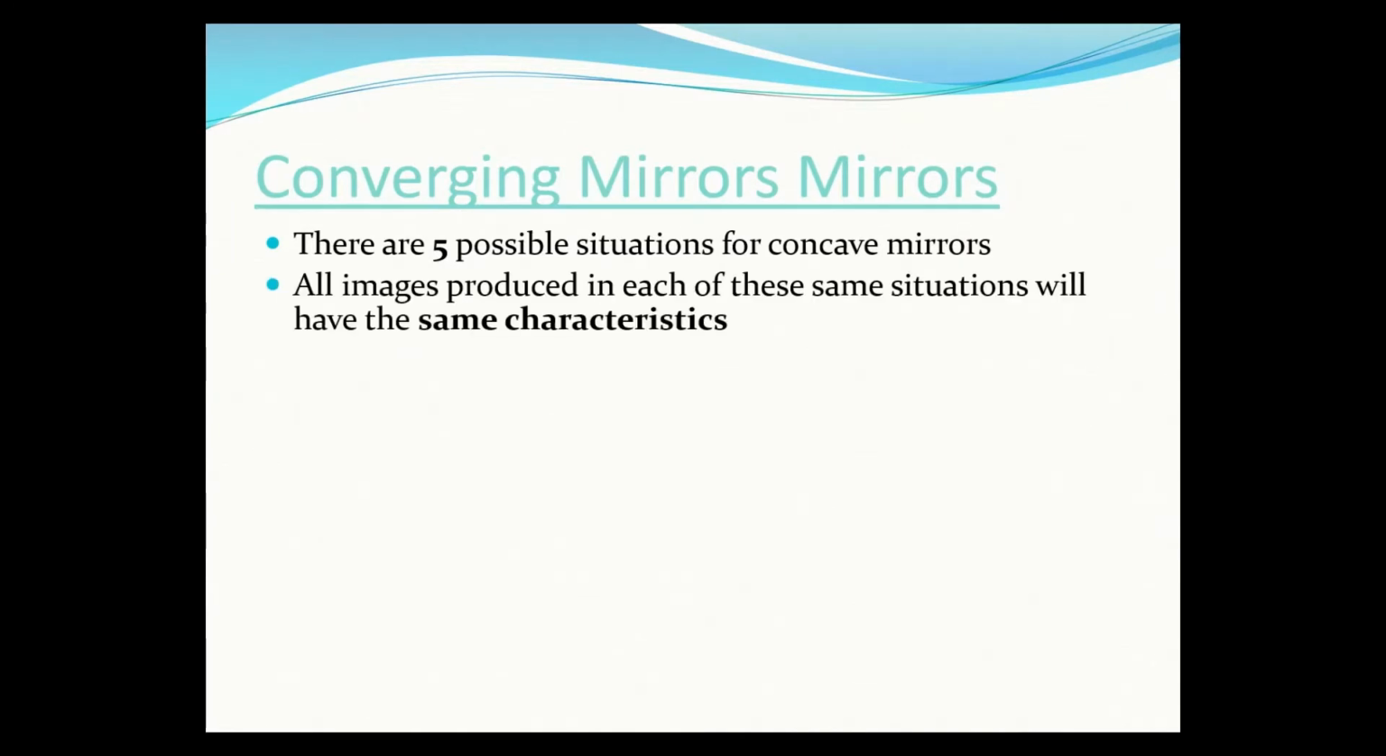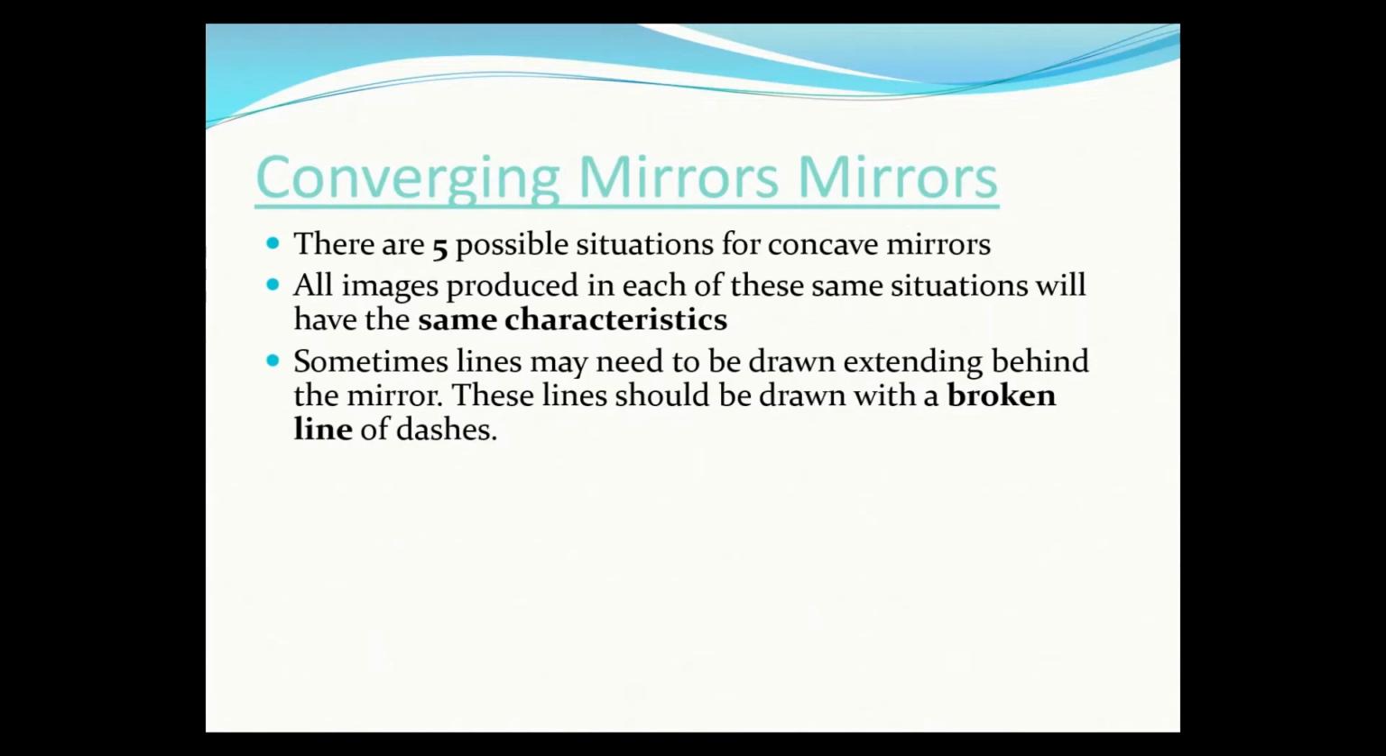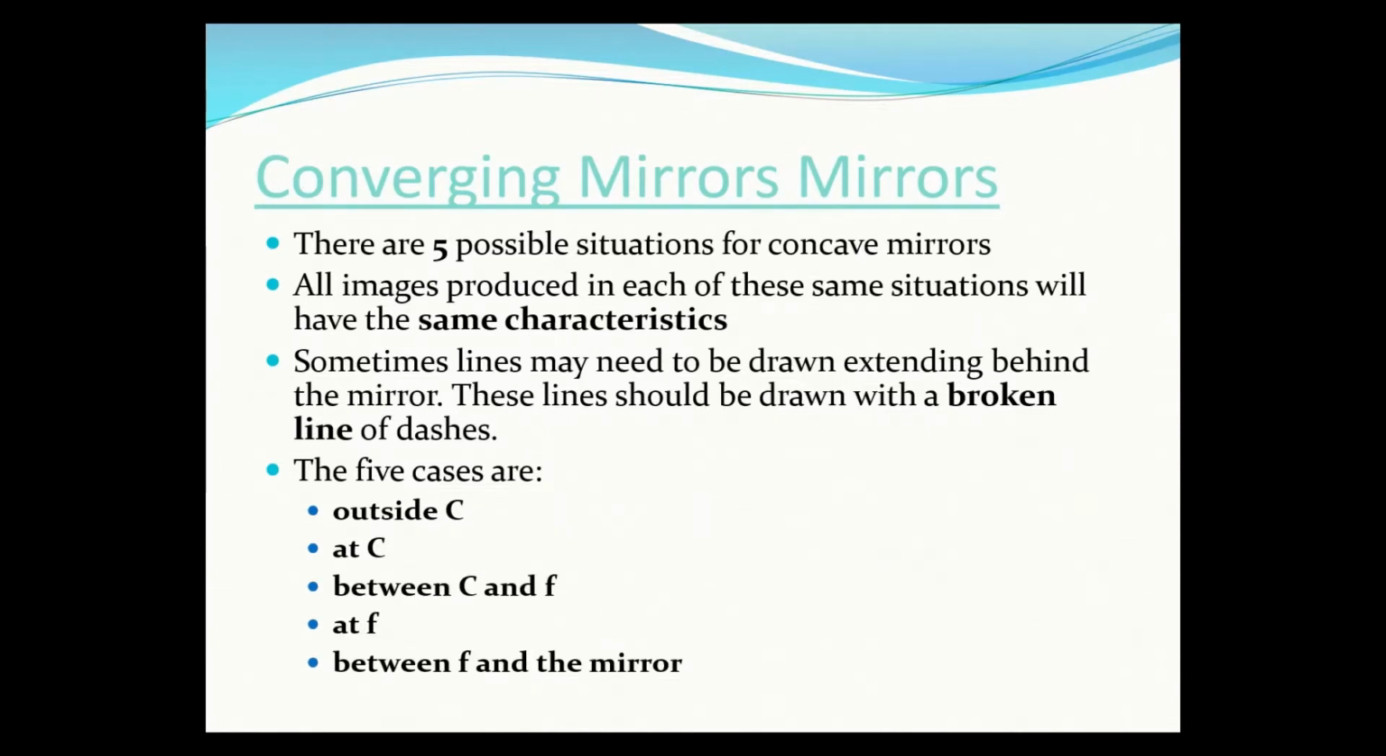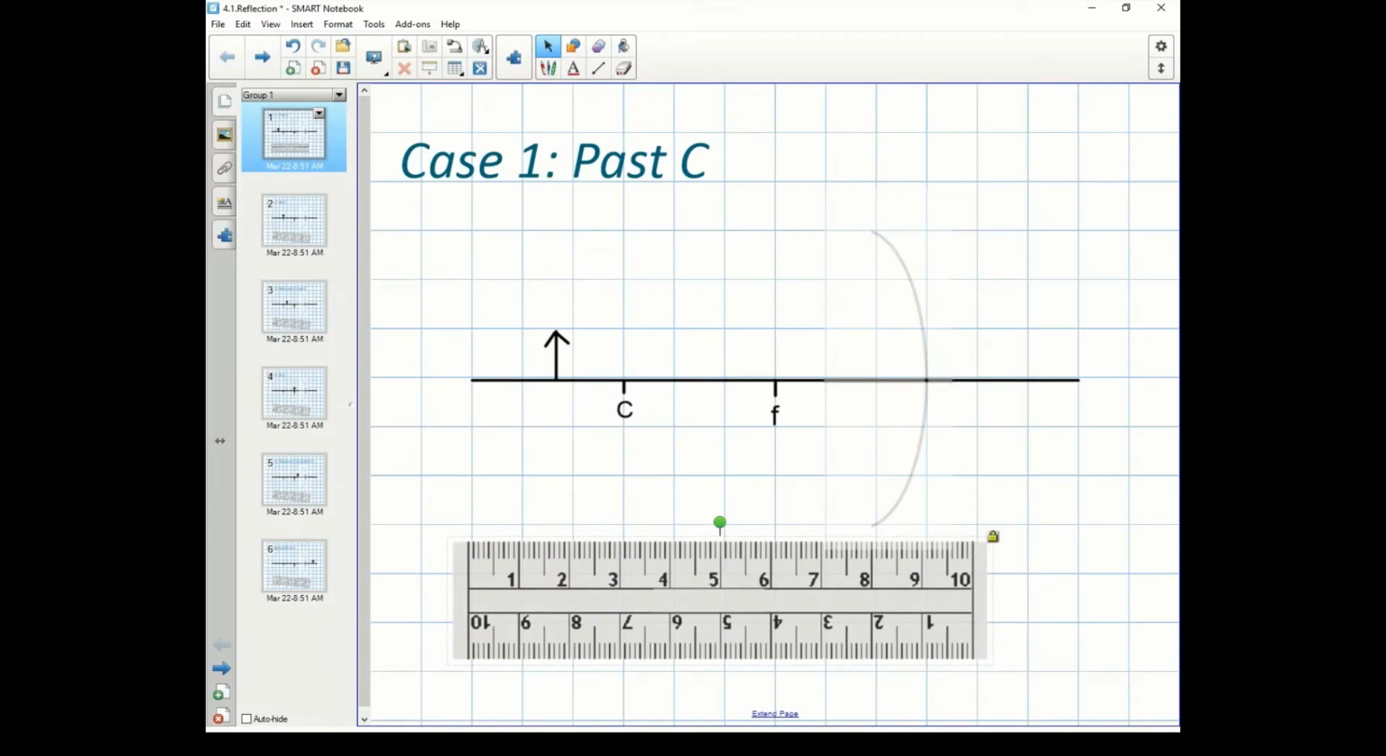So all images produced in these situations will have the same characteristics. Sometimes you may need a line drawn behind the mirror, and these should be drawn as broken dashed lines. So the 5 cases are outside C, at C, between C and F, at F, and between F and the mirror. So we're going to draw ray diagrams for all these situations, and we're going to describe their characteristics.